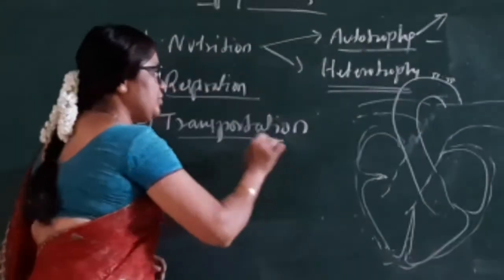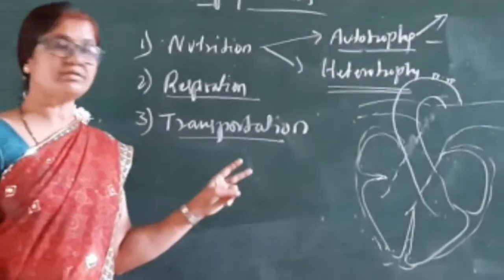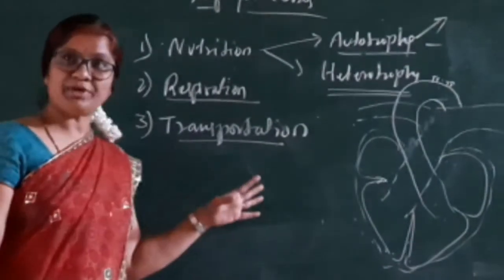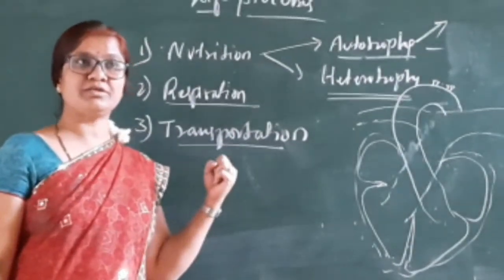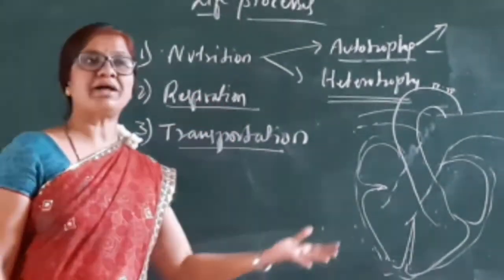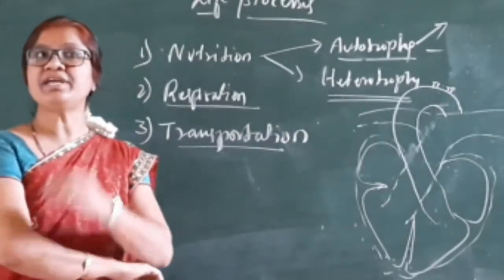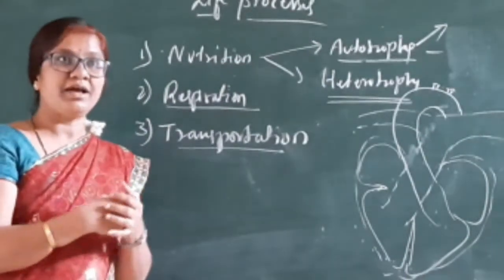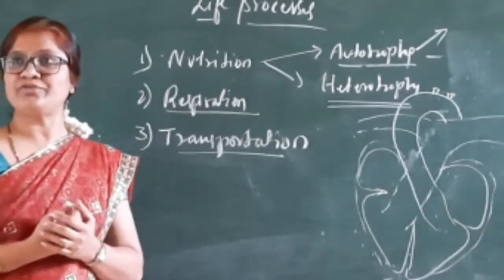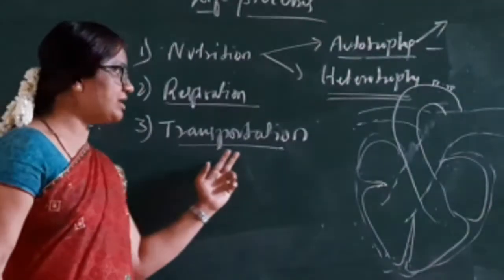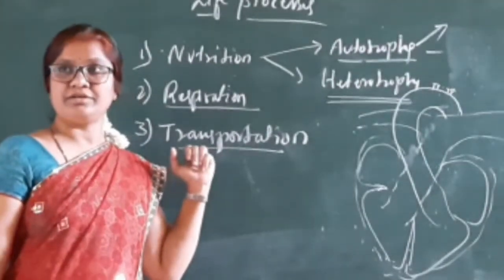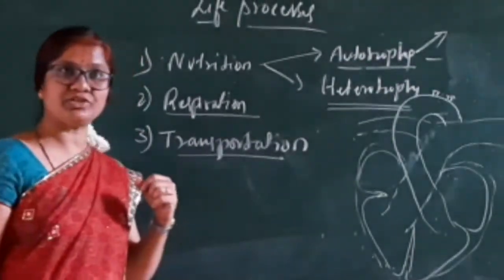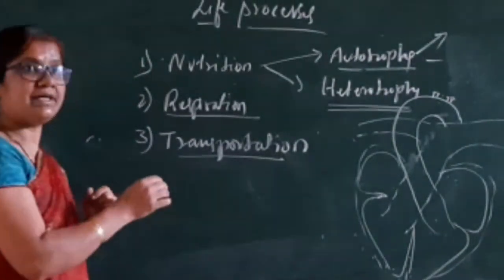So next we are going to study the concept of transportation. Transportation is carrying the food materials and oxygen to different parts of the body, supplying them to each and every cell, and collecting the waste from the cell and removing it. This is known as transportation. And which is the major component involved in transportation? Blood.